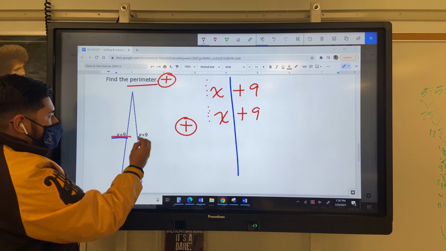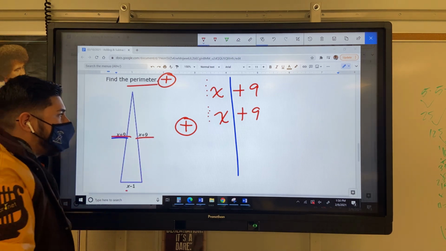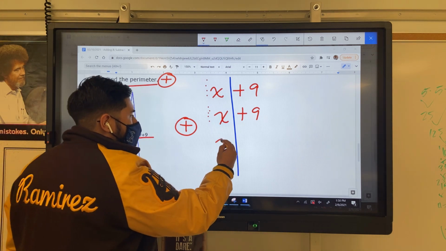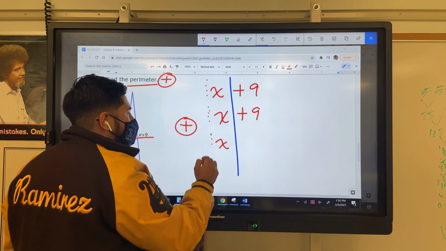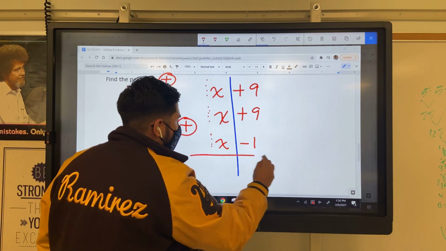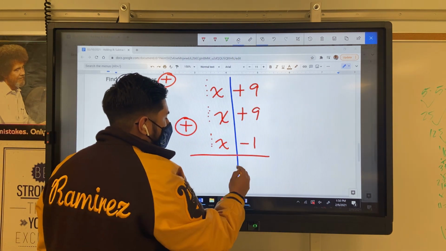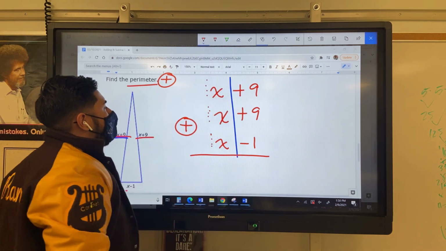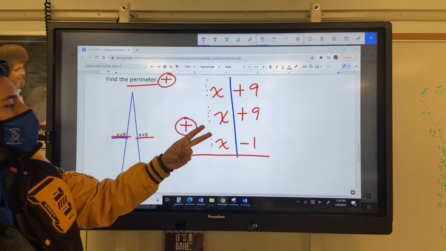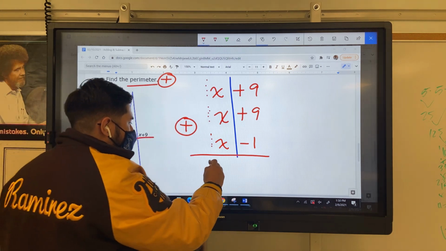And then my last one, we did this one. X minus 1. There you go. Like the minus sign right there. X. And then minus 1. And now we get to solve. All right. So we got 1 plus 1 plus 1. 1 plus 1 plus 1. 3x.